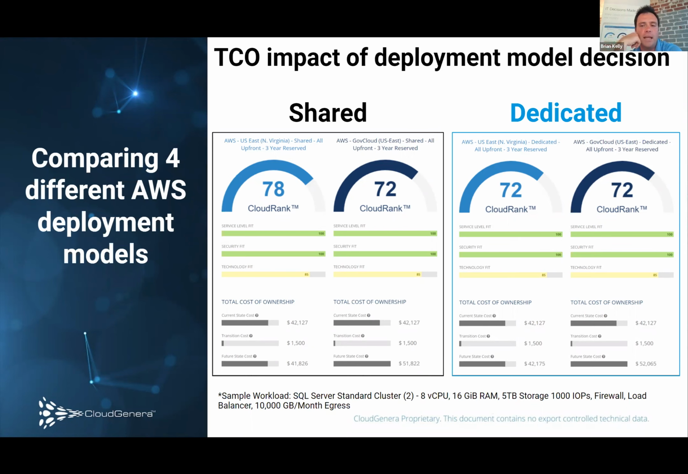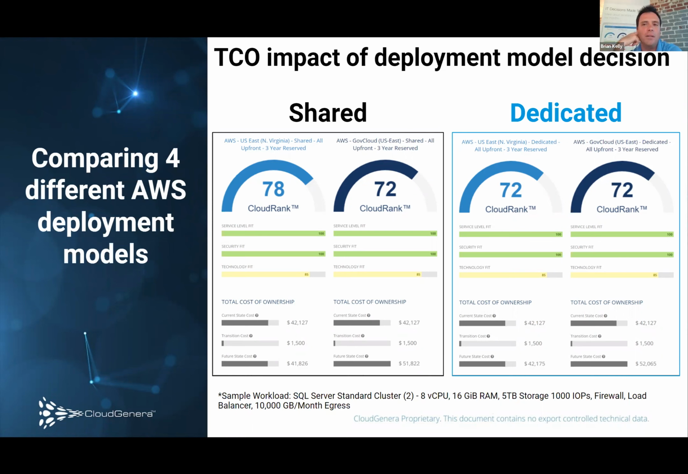Look at shared versus dedicated. It's almost the exact same story, right? Using dedicated infrastructure in an unregulated environment versus using dedicated infrastructure in a regulated or GovCloud offering, it's about a $10,000 jump. And so again, not an insignificant expenditure, over 10%.